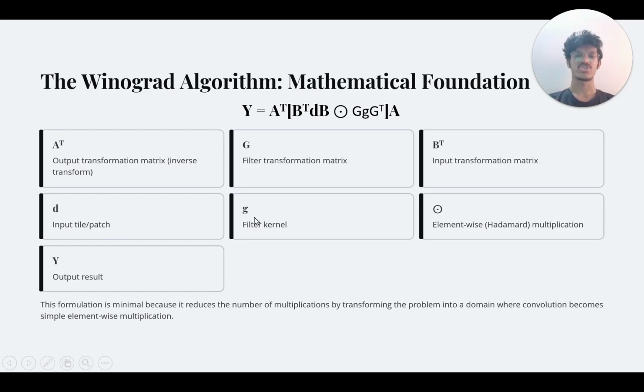And d is the input tile or patch. g is the filter kernel. The Hadamard multiplication is basically, instead of performing a matrix multiplication, we perform element-wise multiplication. For example, the element at position 1 cross 1 is multiplied with the element at position 1 cross 1 itself. And Y is the output result.